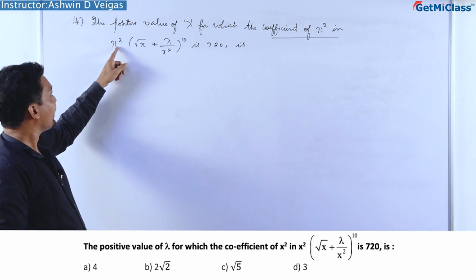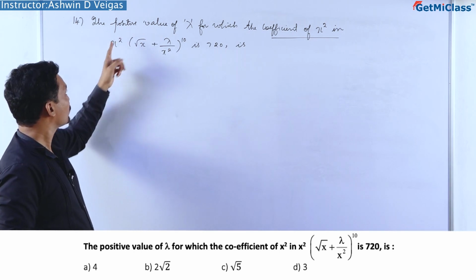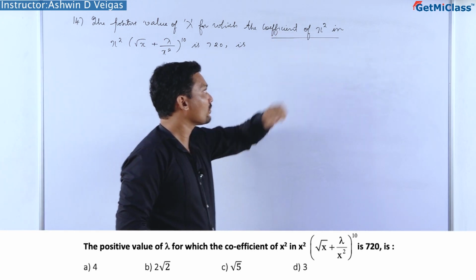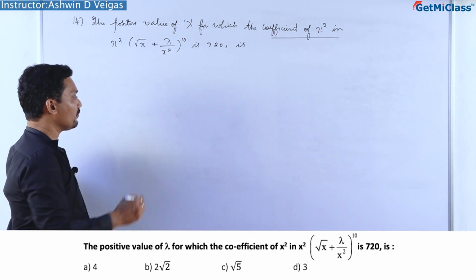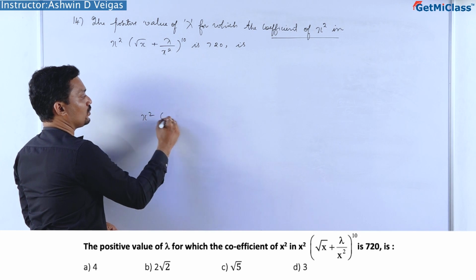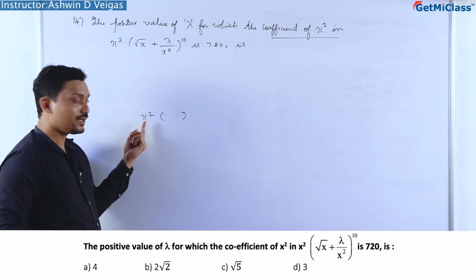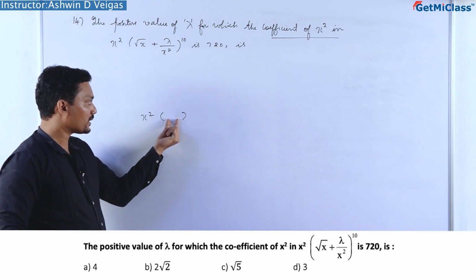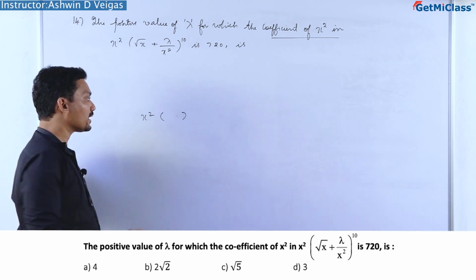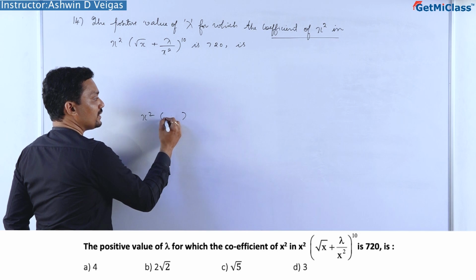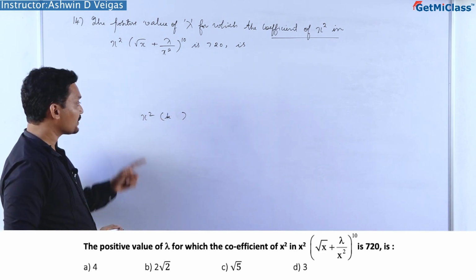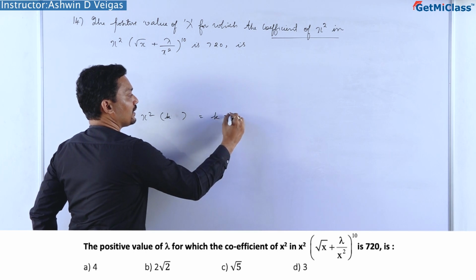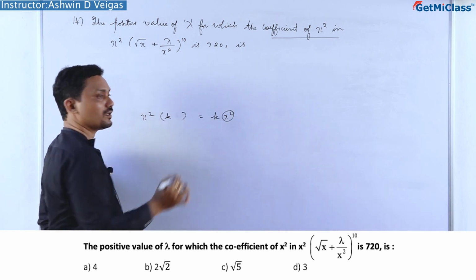Now, the question is talking about the coefficient of x square. Already x square is there outside, so it is x square into this. If you have x square into something and we want the x square term itself, that means the term within should be a constant term. When x square multiplies with a constant term, we will get k x square and we will get the coefficient of x square.